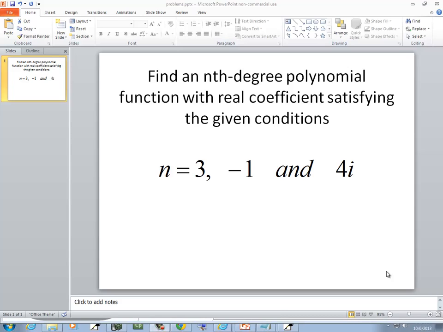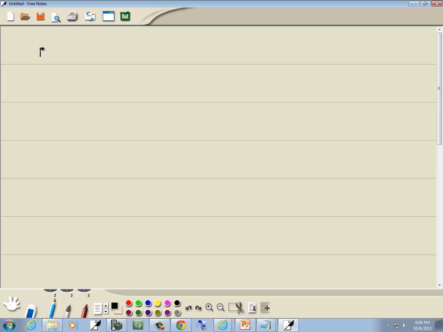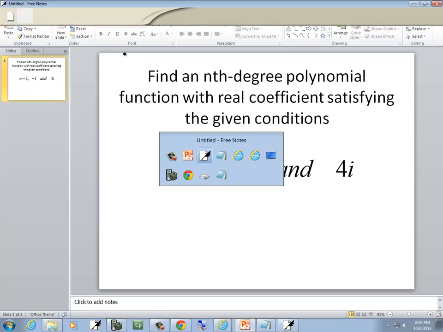In this problem, we want to find an nth degree polynomial function with real coefficients satisfying the given conditions. And they're telling us n is 3. That's how many answers we're going to have. And let's write that down again. There. And they tell us two answers. They tell us -1 and 4i.